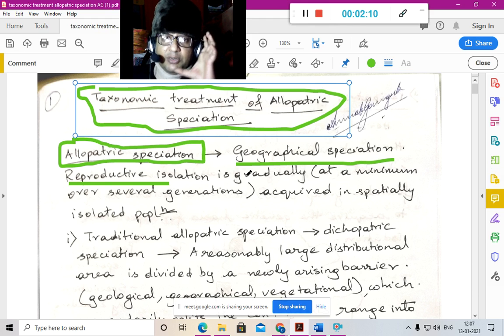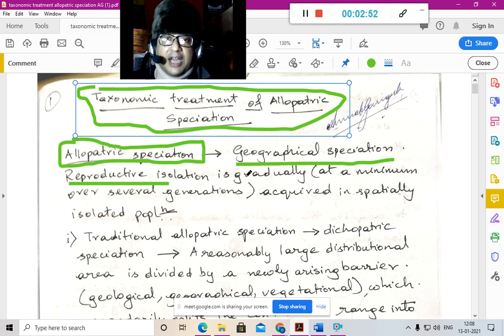Say in one landmass you have a whole population of a particular species living. Now suddenly a mountain or a sea, a geographical barrier, comes in between. This barrier will isolate these two populations. One group on one side of the barrier is unable to mate with the group on the other side. So they become reproductively isolated, that is, geographically isolated.